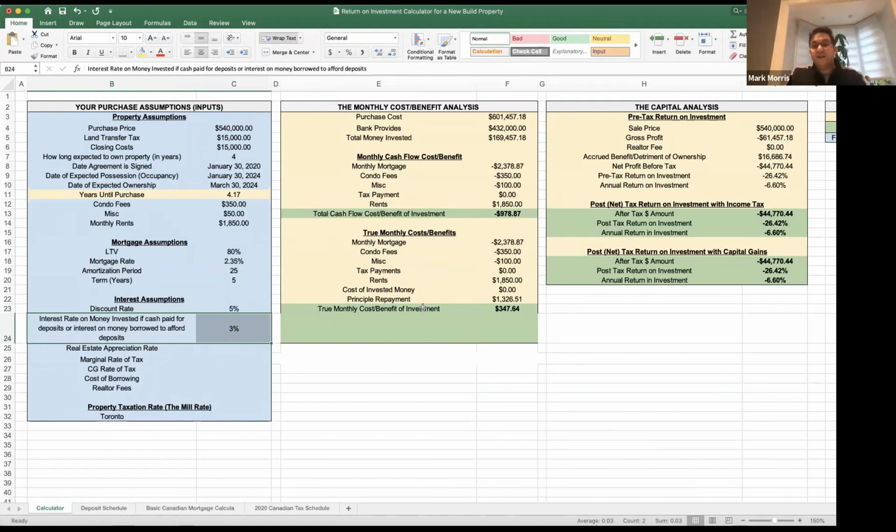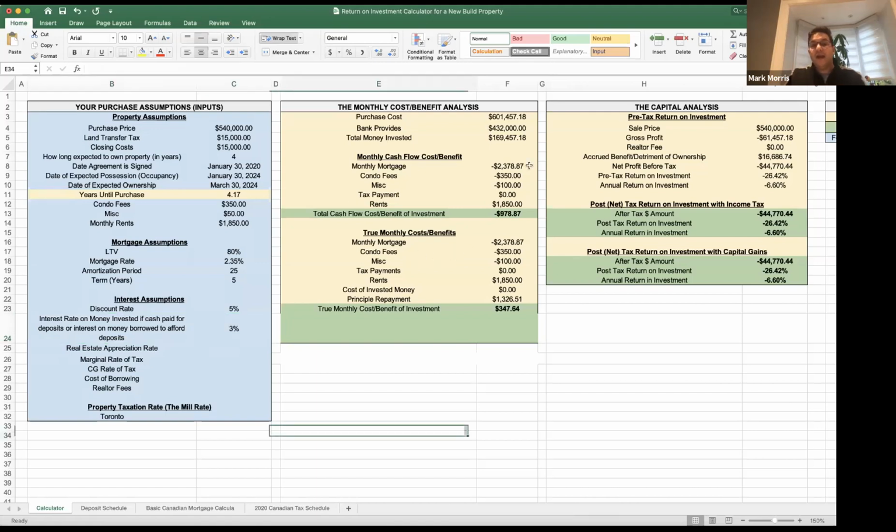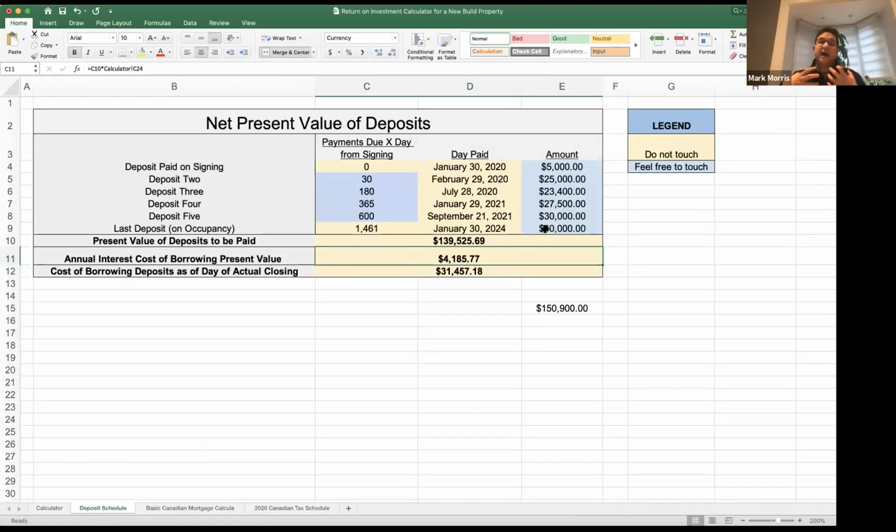And the reason is because on your deposit schedule, you're saying, okay, I'm either borrowing this money or it's coming from just cash that I have lying around. If it's coming from cash I have lying around, I'm losing money because I'm giving it to someone else and I'm not making money on it, and I can make 3%. Or if you're borrowing it from your line of credit, I have to pay someone else 3%. But either way, I am losing $4,185.77.